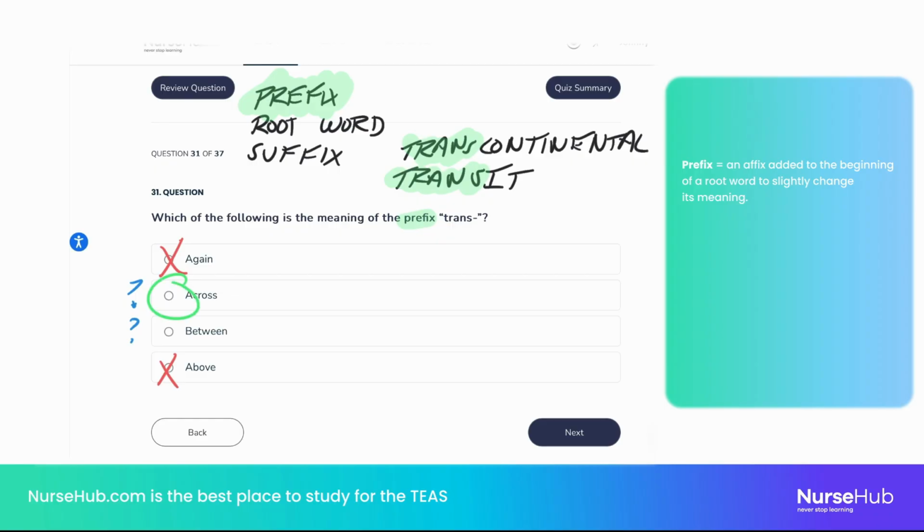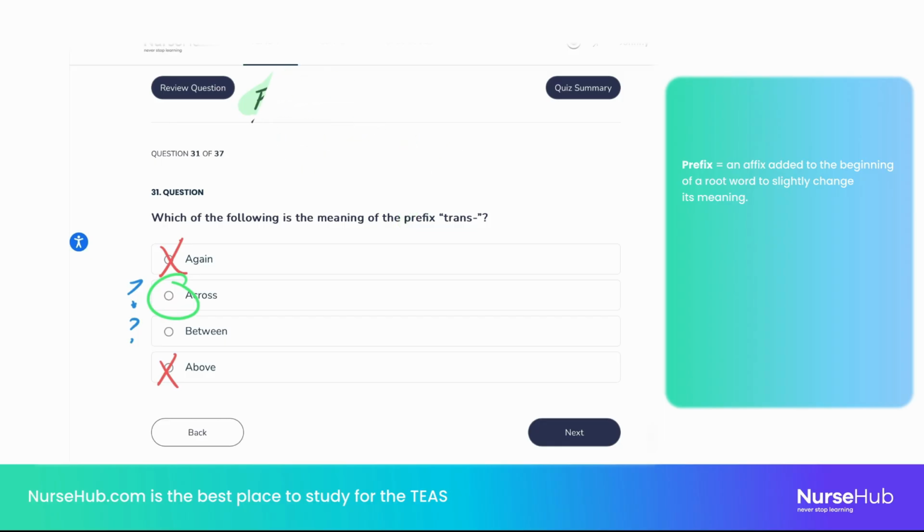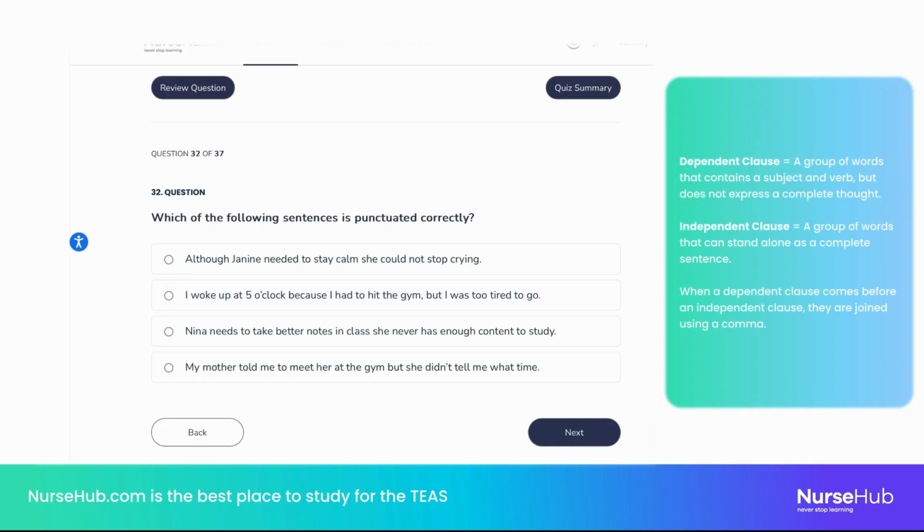So sometimes when we don't have a word example for something like the prefix trans, we have to make our own. So you just have to ask yourself, all right, where have I seen that word part before and how can I write it?